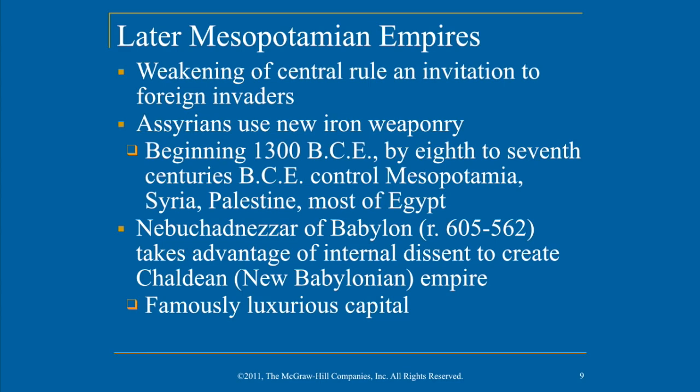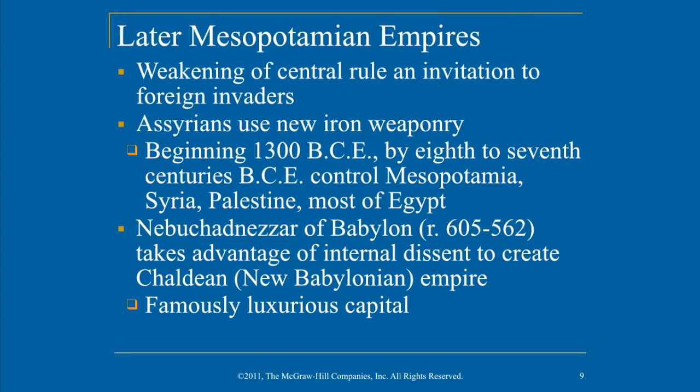Nebuchadnezzar of Babylon, who rules from 605 to 562 BCE, takes advantage of internal dissent to create the Chaldean or New Babylonian Empire. It's a famous, luxurious capital. It is known for its hanging gardens. It's known for its libraries. It's known for its culture, that high culture we talked about. And it was known as a culture that really focused on lavishness and luxury, something that had yet to be seen up until that point.